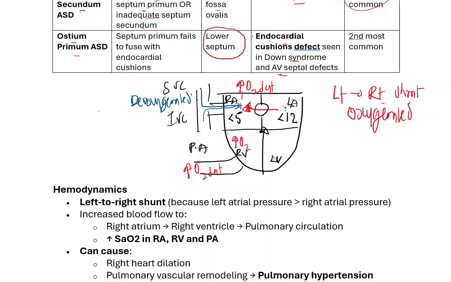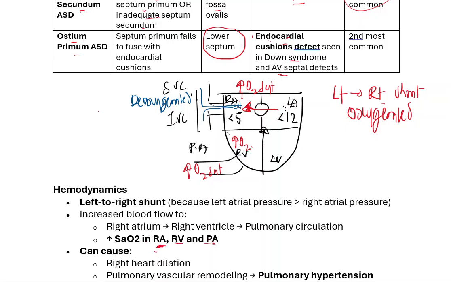Remember, as opposed to patients who have a VSD, ventricular septal defect, which we're going to talk about later, those patients are going to have increased oxygenation in the right ventricle and pulmonary artery. As opposed to patent ductus arteriosus, the increased oxygen saturation will only be in the pulmonary artery, because that's where the shunting of blood is taking place. So that's one that we need to remember: increased oxygen saturation in the right atrium, right ventricle, and pulmonary artery.